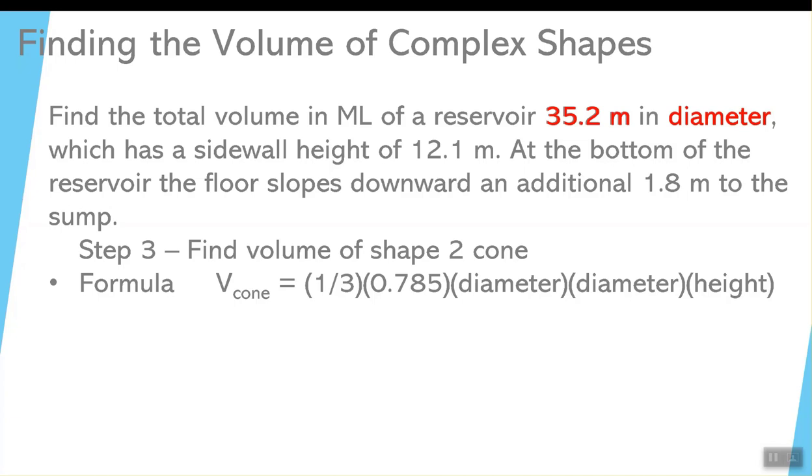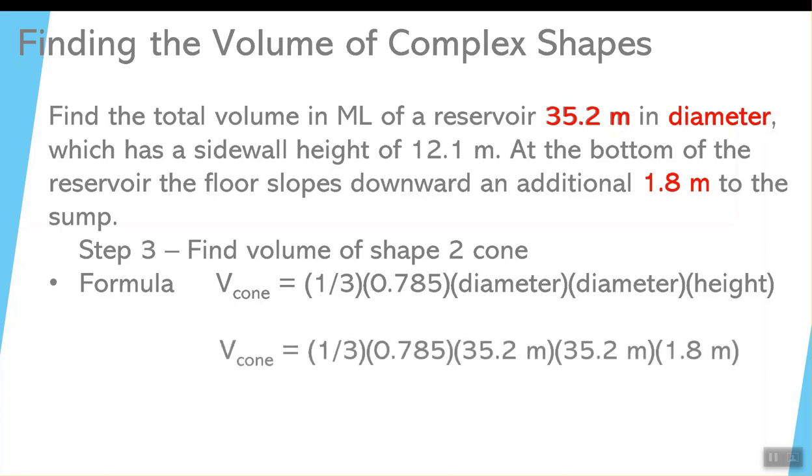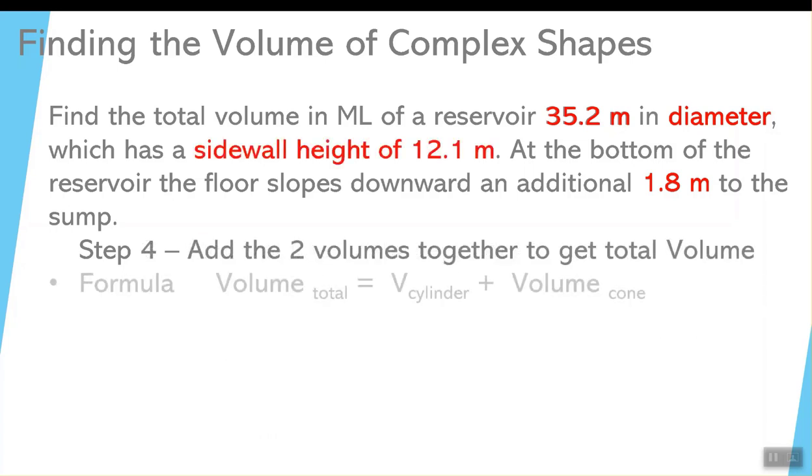So let's put the numbers in. Diameter, as we mentioned, is 35.2. The diameter of the cone is the same as the diameter of the cylinder. But now the height of the cone is 1.8 meters. So we plug those numbers into the formula, and the answer is approximately 583.59 cubic meters.